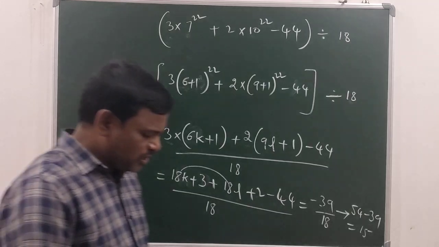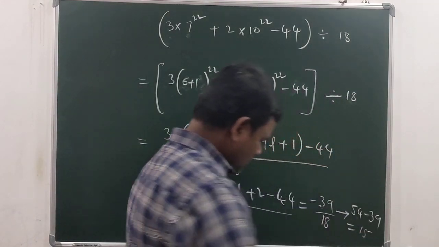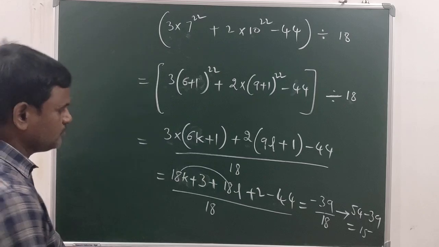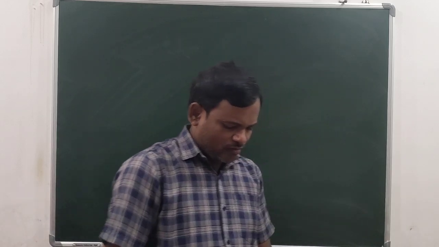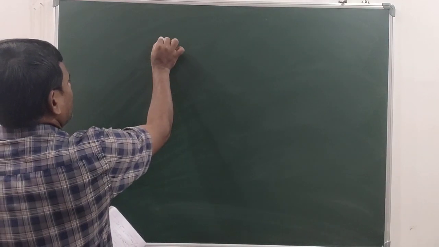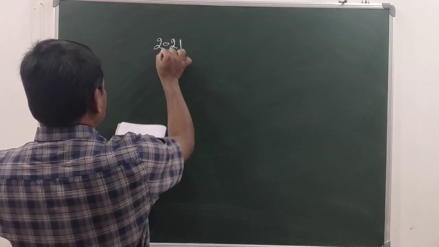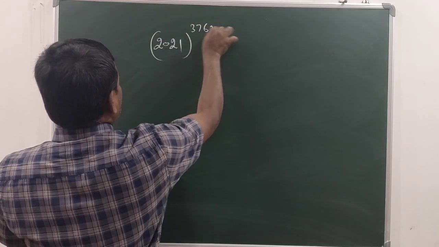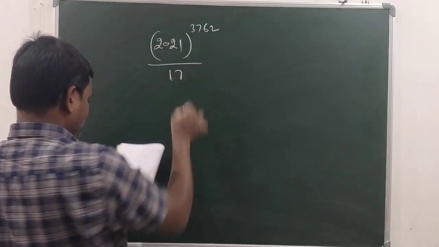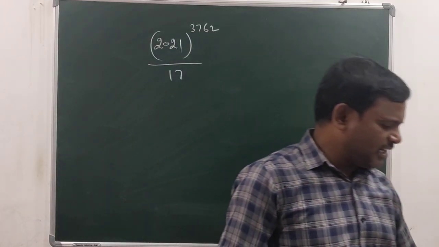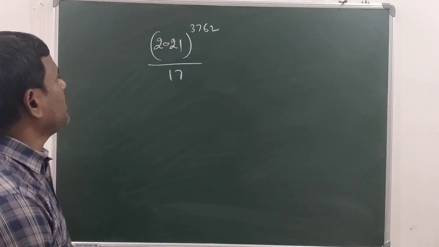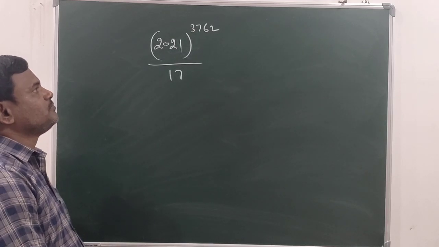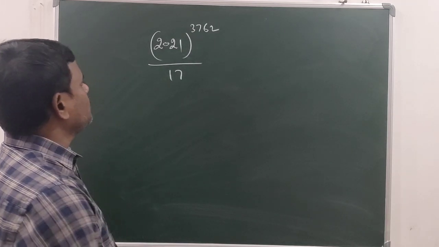Now let us go to one more application. What is the remainder when 2021 whole power 3762 is divided by 17? Tell me, students, how do you do this?